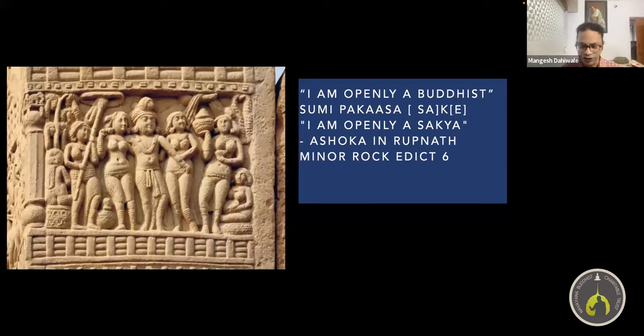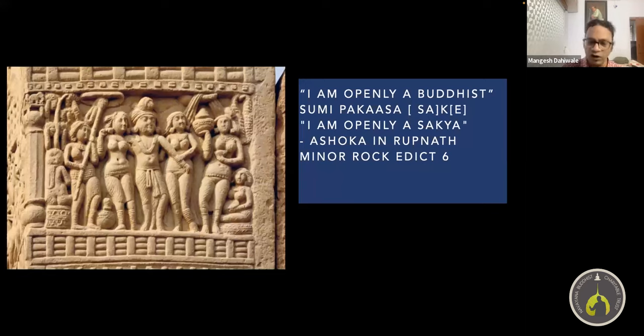And one of the important things, the contested legacy of Ashoka, is this: who is Ashoka? As we can see from this minor rock edict, which was found in Rupnath, Ashoka is openly claiming that he is a Buddhist. So there is no ambiguity about the Dhamma or the background from which Ashoka was interacting with the masses. He openly declared that he's a Buddhist.